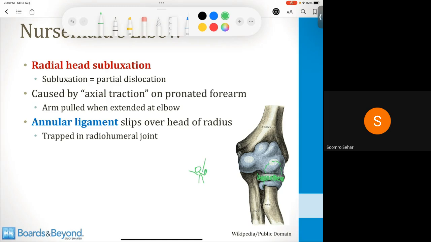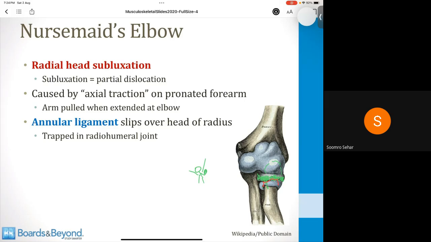As you hold it from the hand, the radius is going to move out from this annular ligament, right? It's going to slip. It can either completely move out of your annular ligament, or partially it can just displace and move out of it. So this condition is basically known as nursemaid's elbow, or radial head subluxation.